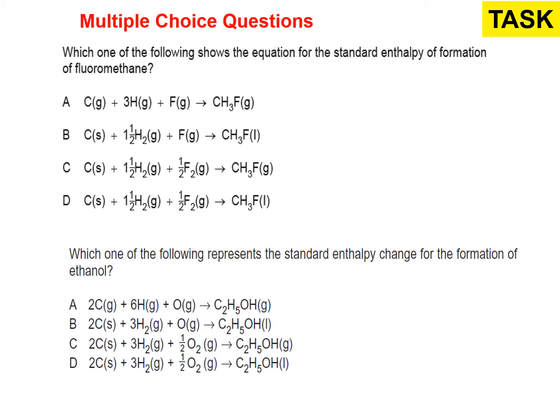Here are some multiple choice questions where you're asked to identify the equation for the standard enthalpies of formation. Pause the video and have a go. If you look at the second question, you can see that equations C and D look very similar, except ethanol is a gas in C, but a liquid in D. We would pick answer D because, of course, ethanol is a liquid under standard conditions.